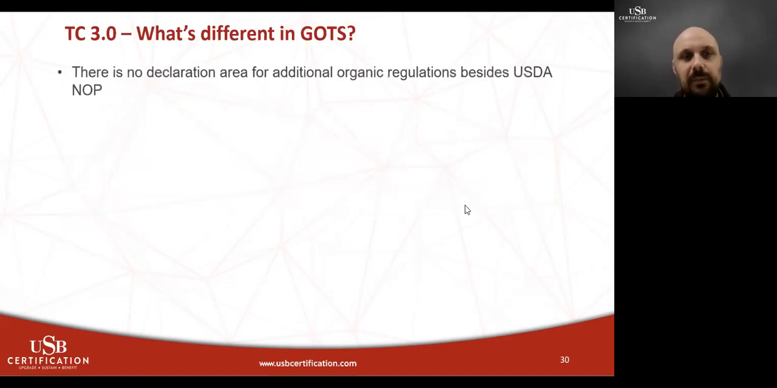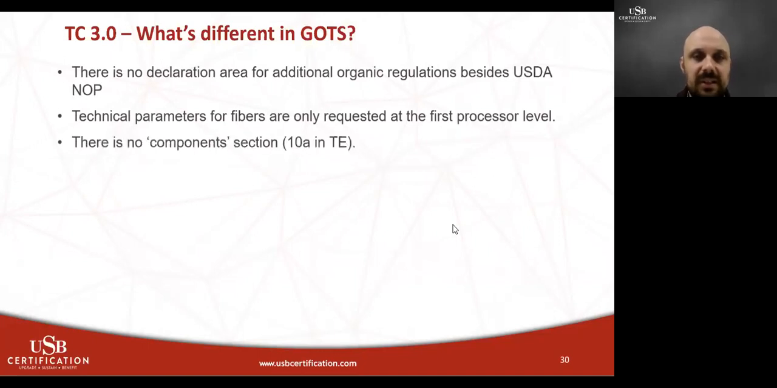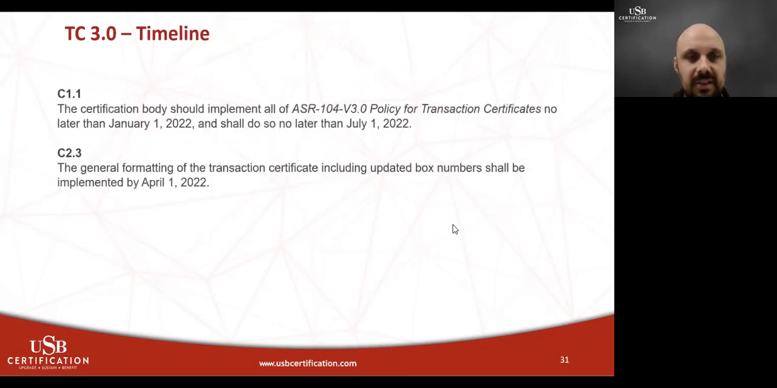There's no declaration area for additional organic regulations besides USDA NOP. Technical parameters for fibers are only requested at the first processor level. You can still declare them in the secondary scope TCs, but it's not mandatory. There's no component section that we talked about. So the final products, the nature of the GOTS doesn't have any multi-component product, so there's no components. Also, you don't have to declare if you use the subcontractor or not in GOTS TCs.